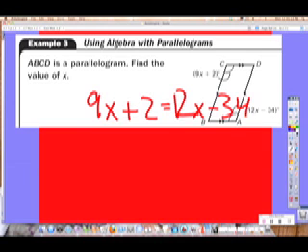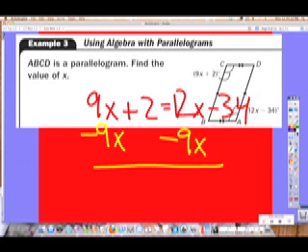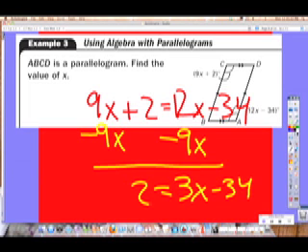Okay, guys, raise your hand. Tell her what to do first. -9. Perfect. Is that right? Uh-huh. Yeah. Perfect. Raise your hand, give her another step. Add 34 to both sides. Perfect. One more step. Yes. We can help you. Guys, what is it?